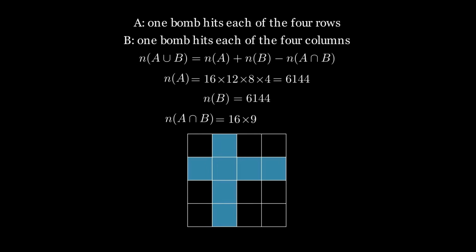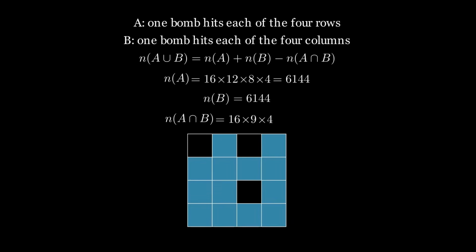Suppose the second bomb is dropped on this square. The third bomb cannot share a row or column with the previous 2 bombs, leaving it with 4 possible squares. Similarly, once the third bomb is dropped on one of the remaining squares, the fourth bomb will have only 1 possible square left. By multiplying these values, we obtain a total of 576 possible arrangements for this case.